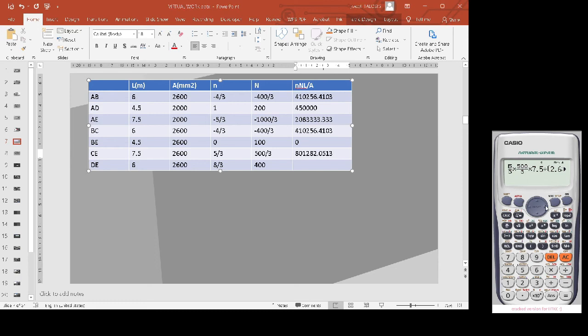So, ito is 8 over 3. So, member DE na tayo. So, ito is full number na 400. Ang length niya is 6 meters. And ang kanyang area is 2.6 times 10 raised to negative 3 square meter. Enter lang natin. So, ang lalabas dito is 2,461,538.0.462.